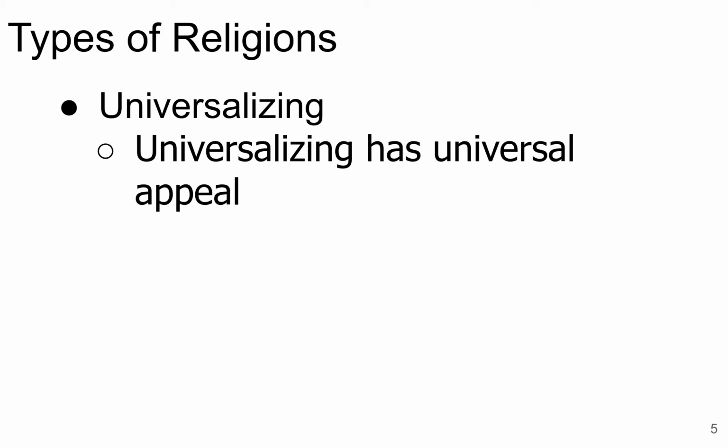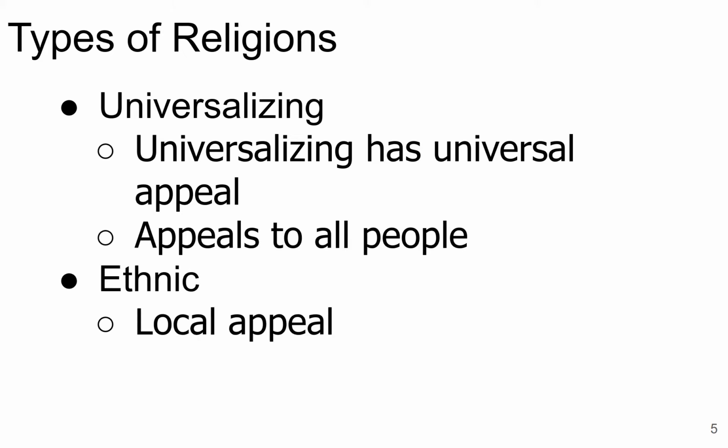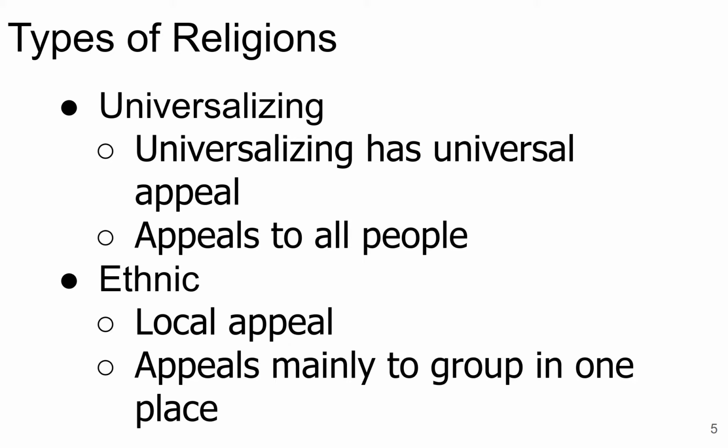And for those of you that like dividing things up before you study it, let's divide up religions into two categories. There are universalizing religions that have universal appeal. Anybody can join. You don't need to be born into it. You don't need to be born into a certain village or born into a certain family or speak a certain language. If it's open to all, it is a universalizing religion, appealing to all people. And ethnic religions typically are local religions with a local appeal, might just be practiced in one tiny village and no place else on the planet. Appeals mainly to a group of people in one place.